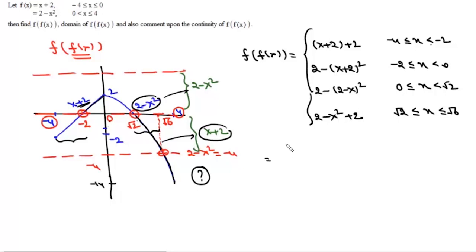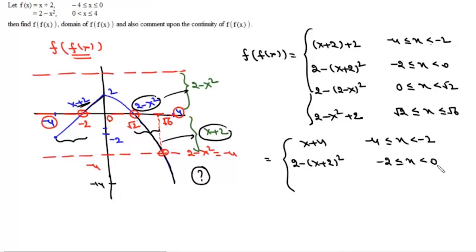So we can write this as x plus 4 when x lies between minus 4 and minus 2, and it is 2 minus (x plus 2) square when x lies between minus 2 and 0. This is 2 minus x whole square when x lies between 0 and root 2, and then it will be this 4 minus x square when x lies between root 2 and root 6.